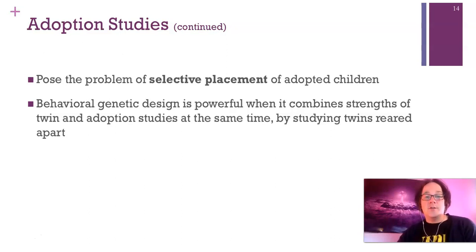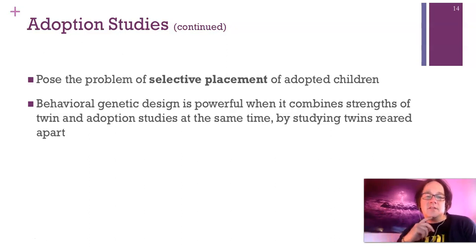And then when it comes to this issue of selective placement, if children are placed with adoptive parents who are more similar to them or more similar even to their birth parents, this can inflate the correlation that we see between adoptive parents and their adoptive children. But research also suggests that this doesn't seem to be an issue either. So we don't really have to worry about the selective placement. It doesn't seem to really be happening in real life, let's say.